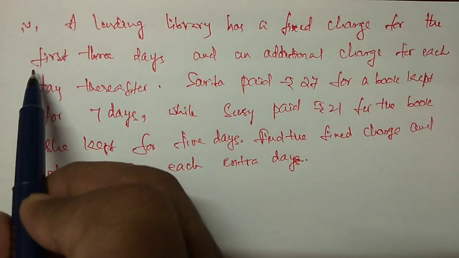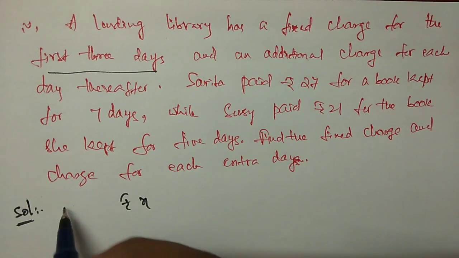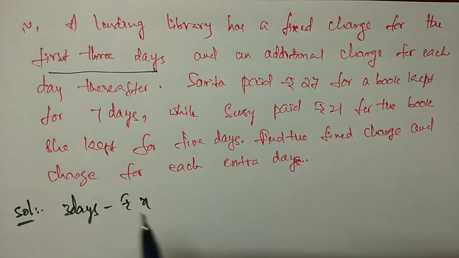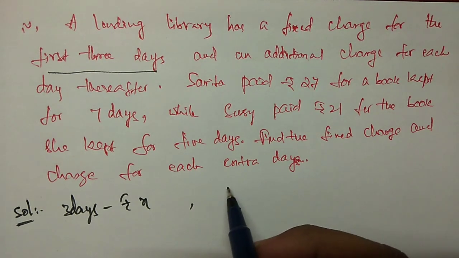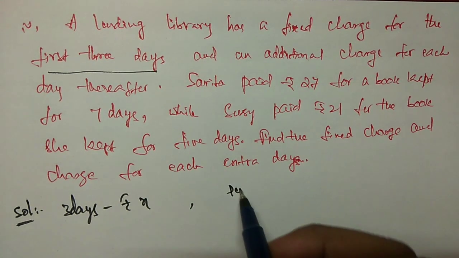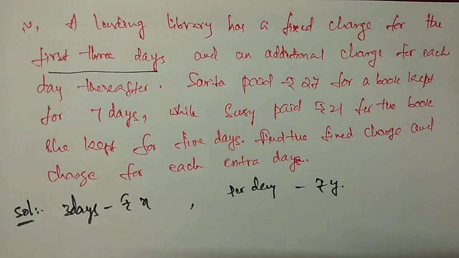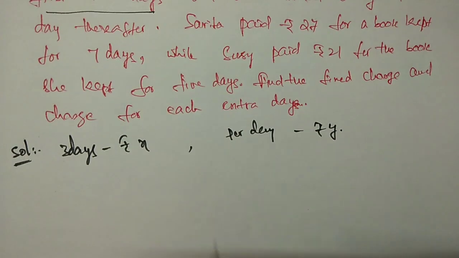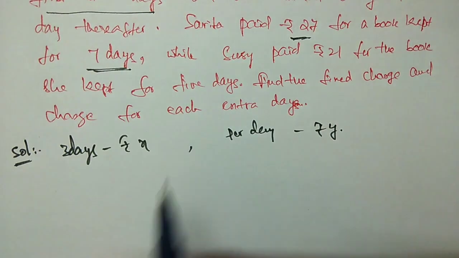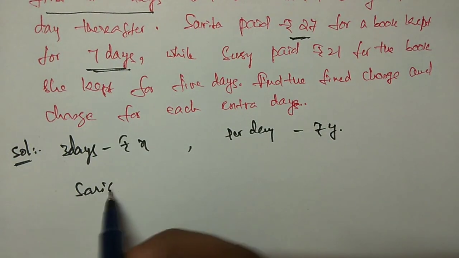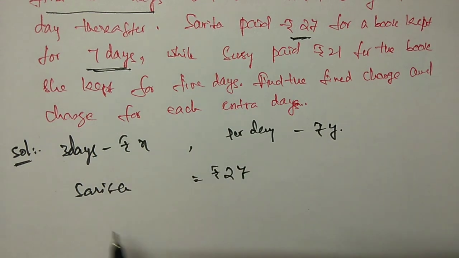Here, let the fixed charge for the first 3 days be x rupees, and for each day thereafter be y rupees. So Sarita paid 27 rupees for a book kept for 7 days.